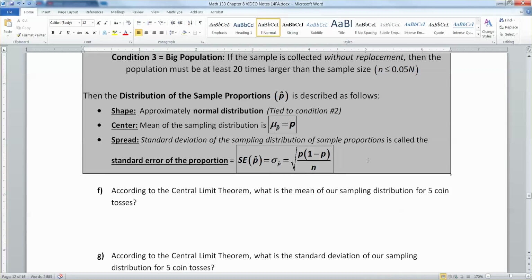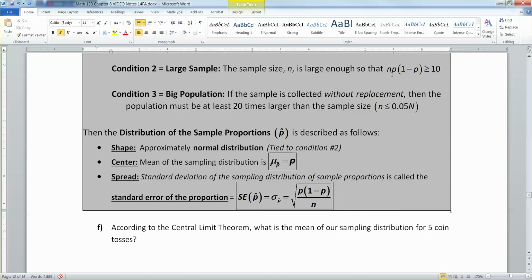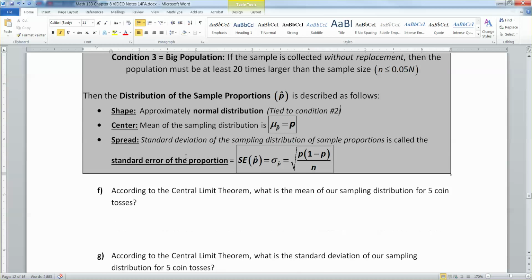So it's very similar, all of this, to the central limit theorem for means, but this is for proportions now. So you have p hats instead of x bars. The normal distribution is a little bit harder to come by. You'll have to double check that condition 2 up there. And then the standard error is SE of p hat.